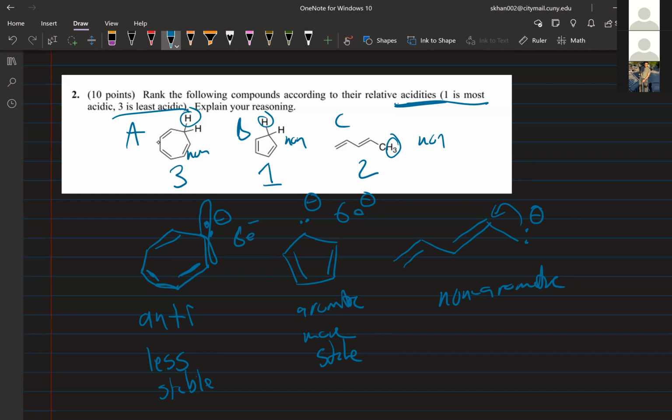C would be the second one because its conjugate base is more stable than the first one, which will be 3, right? So if you get an acidity question related to aromaticity, you look at the original compound, seeing if it was non-aromatic or aromatic or anti-aromatic or whatever it might have been, and are you changing it to something more stable or less stable? And that's how we got the rankings.